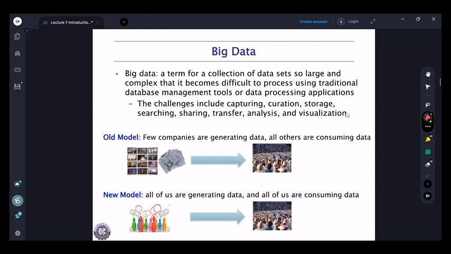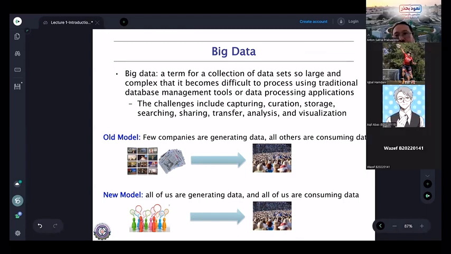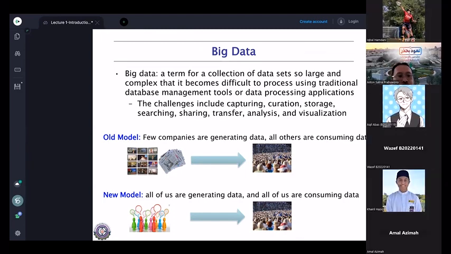Okay, so then, I'm going to introduce big data. Big data, any of you have an opinion or experience? Because every day we deal with big data, and we use big data, but sometimes we do not realize that we interact with it every day. So can any of you give an opinion about big data? What is big data?